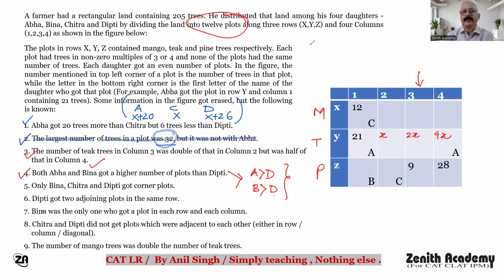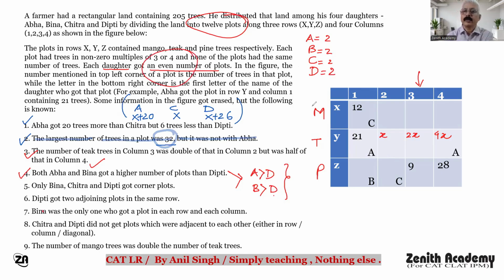And these plots are to be divided among Abha, Bina, Chitra, and Deepti. It was also given that each daughter got an even number of plots, meaning at minimum each of A, B, C, D will get 2 plots.